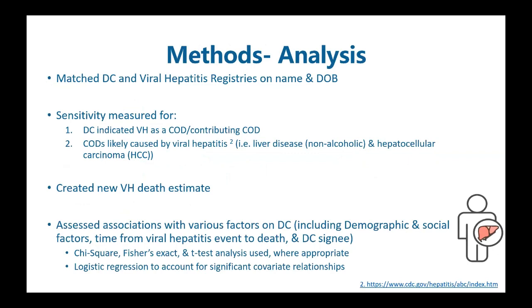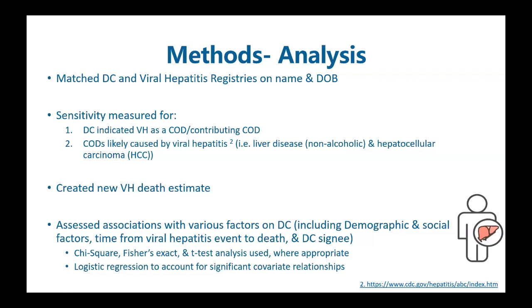Our methods for this analysis include matching death certificate data to our viral hepatitis registry on name and date of birth using SAS 9.4. Sensitivity was measured for having viral hepatitis as a cause of death, and we also looked at causes of death that were likely related to viral hepatitis, which included non-alcoholic liver disease and hepatocellular carcinoma, which we will be referring to as our proxy.